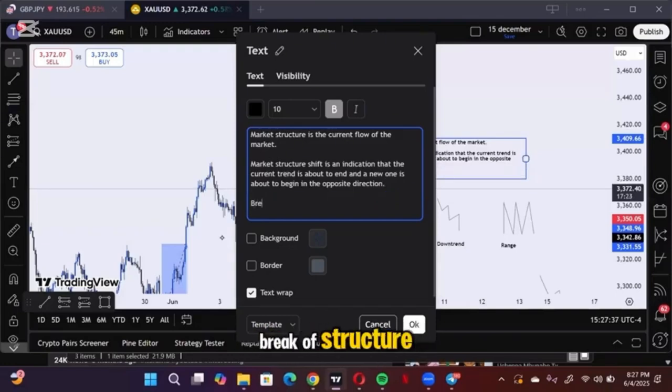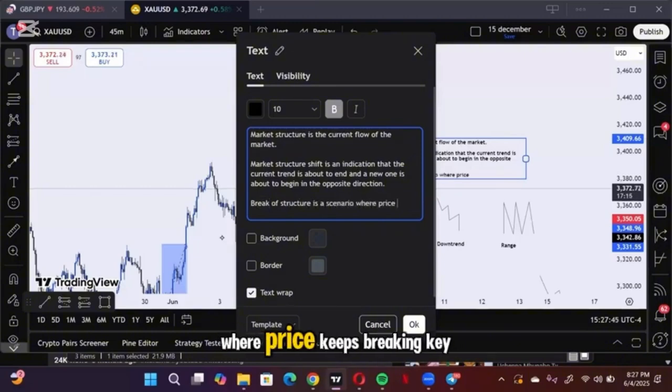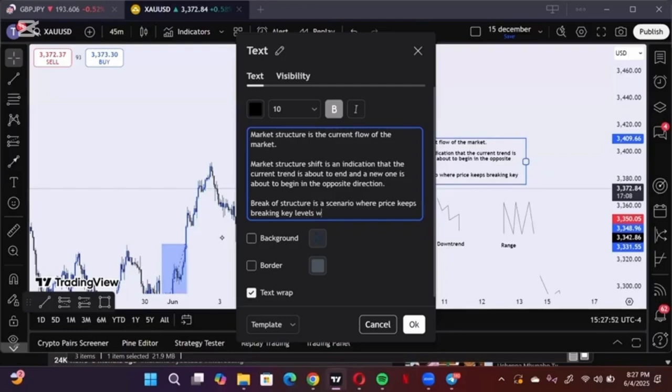So a break of structure is a scenario where price keeps breaking key levels while maintaining its current trend.